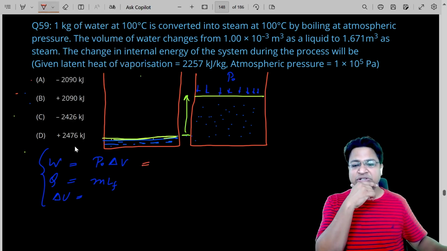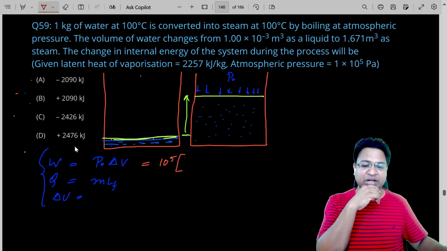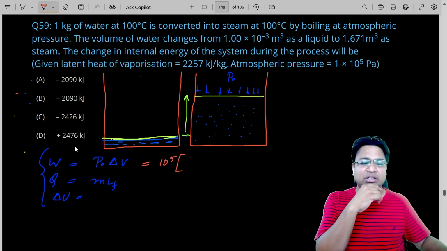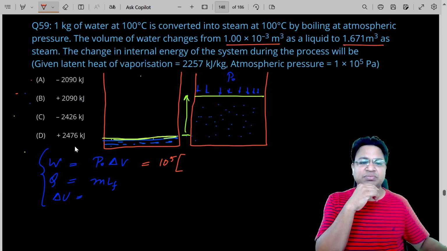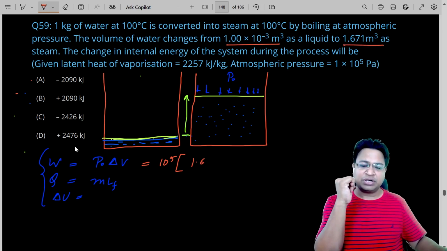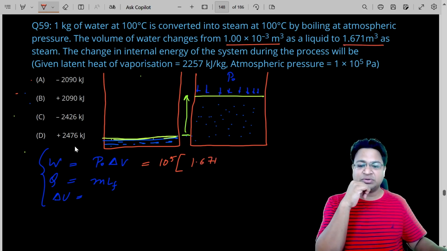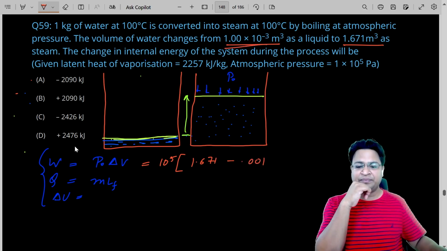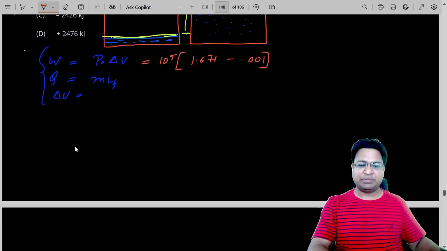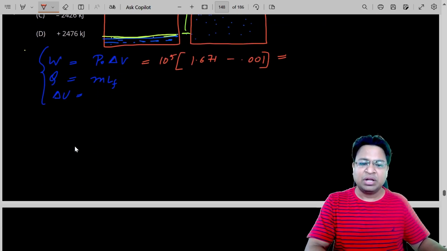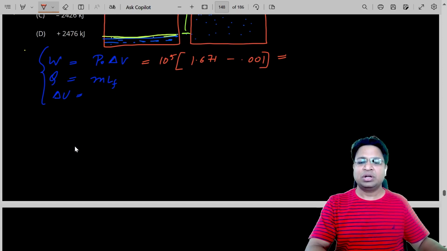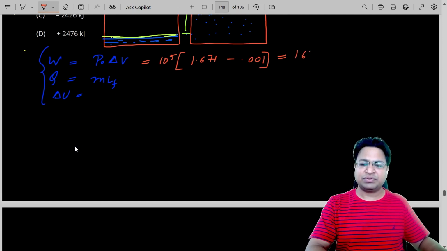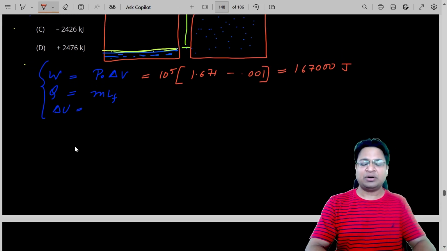So P naught is given to us as 10 raised to power 5, and delta V. How do we calculate delta V? The question says that the volume of the water changes from this much to this much as steam. So 1.671, the volumes are given to us, minus 0.001. So that becomes the work. Let me finish the calculation here. It will become 1.670 into 10 raised to power 5. So that is 1670. So this becomes the work done by vapor on the atmosphere.